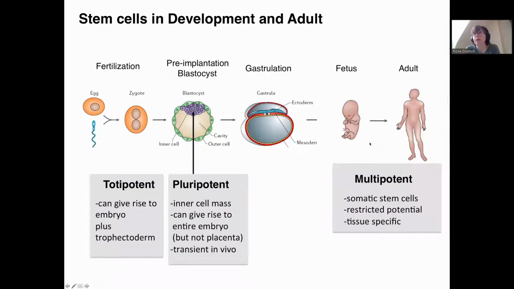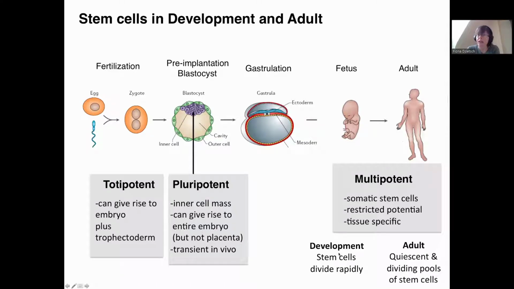Then, as you progress along development, the stem cells become more restricted, so that you often find multipotent stem cells that exist in different organs, and they're usually tissue specific. During embryonic development, because the embryo or the fetus is growing so quickly, these stem cells divide very rapidly. But in the adult, many of these are quiescent, so they're dormant, and they give rise to an actively dividing cell and then re-enter quiescence. So this is a big difference between development and adulthood.